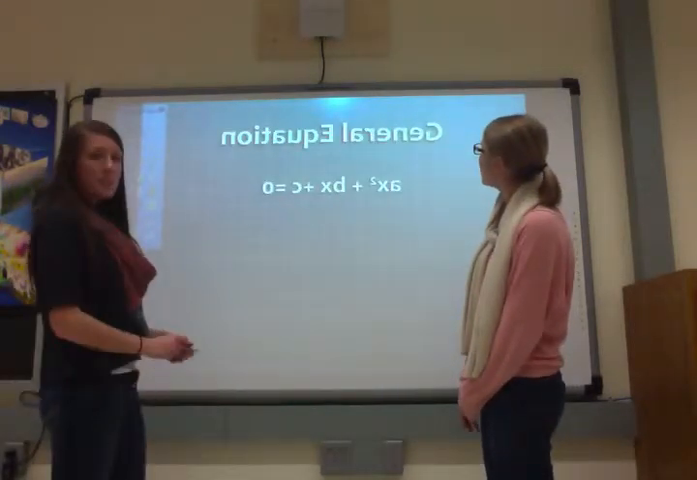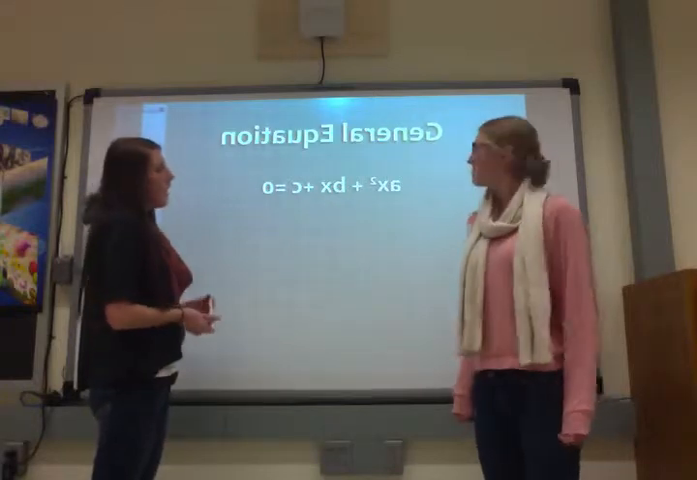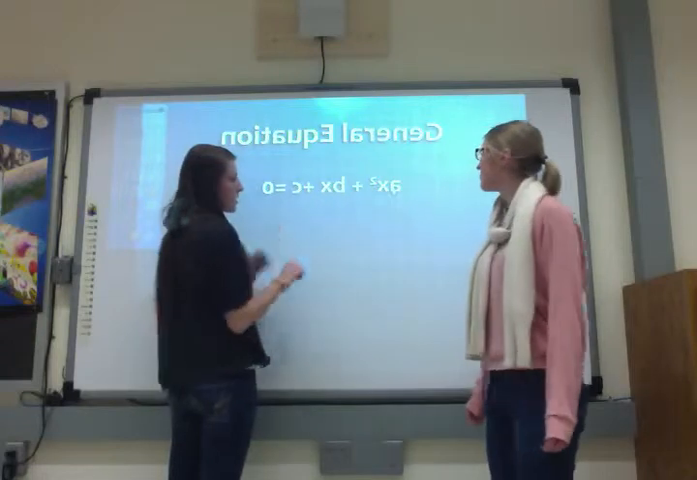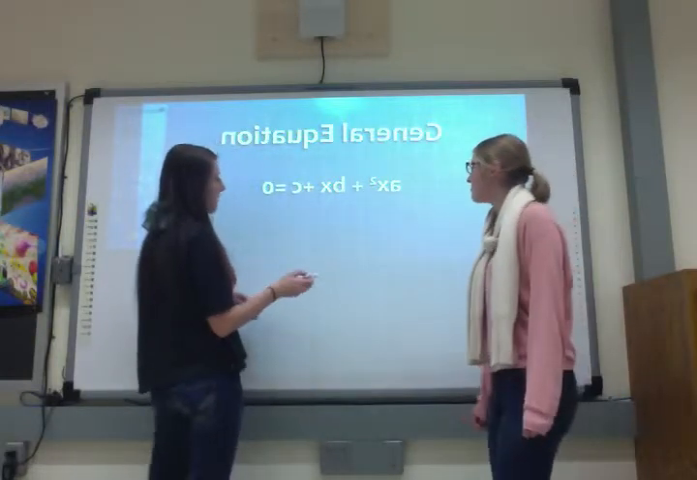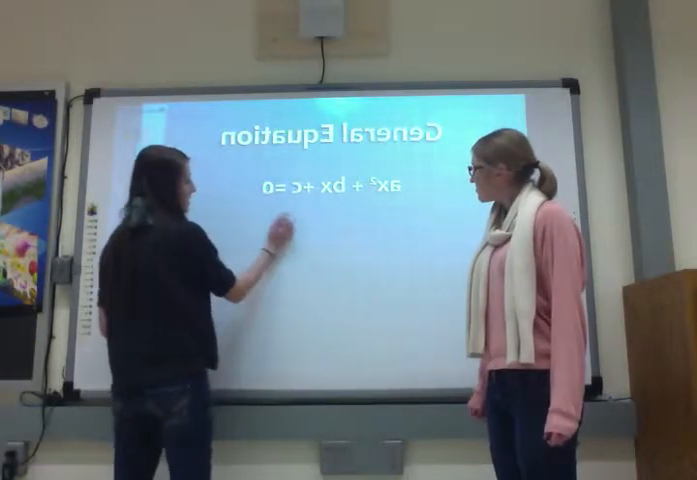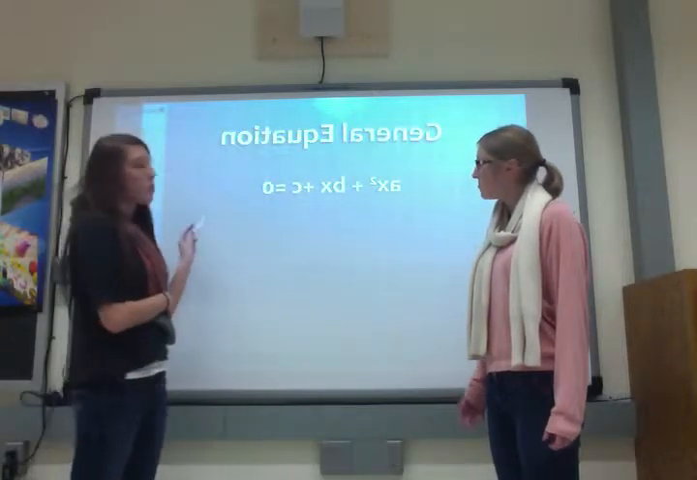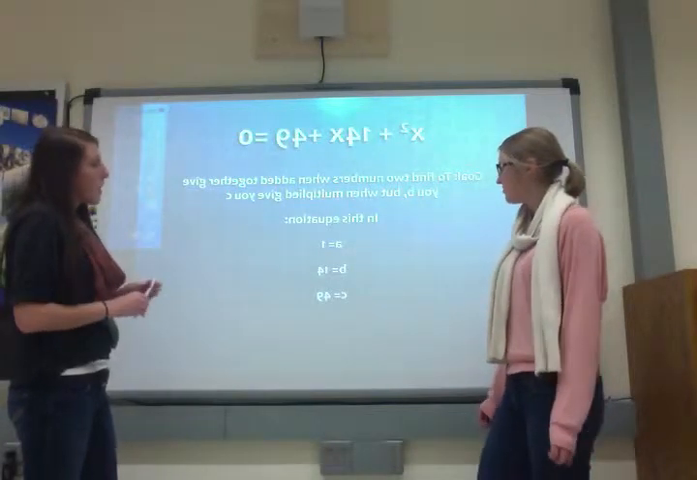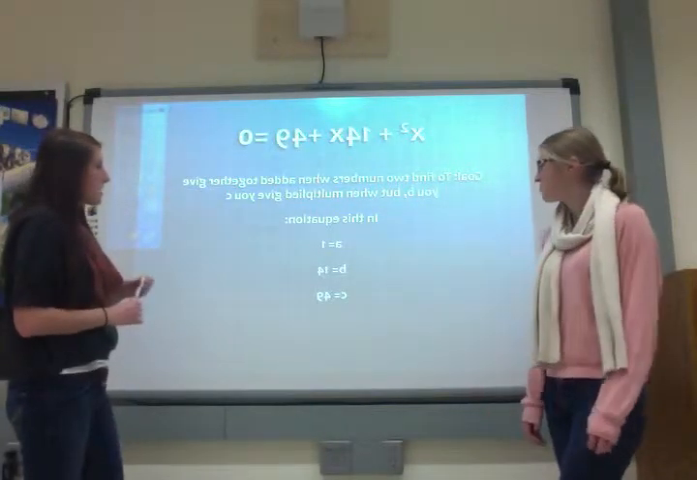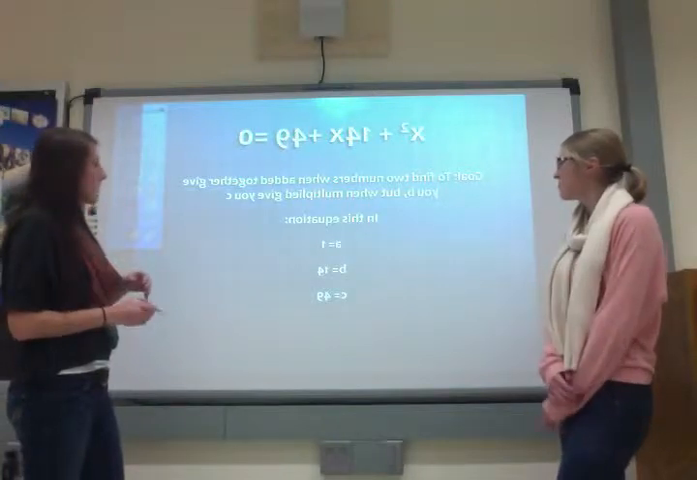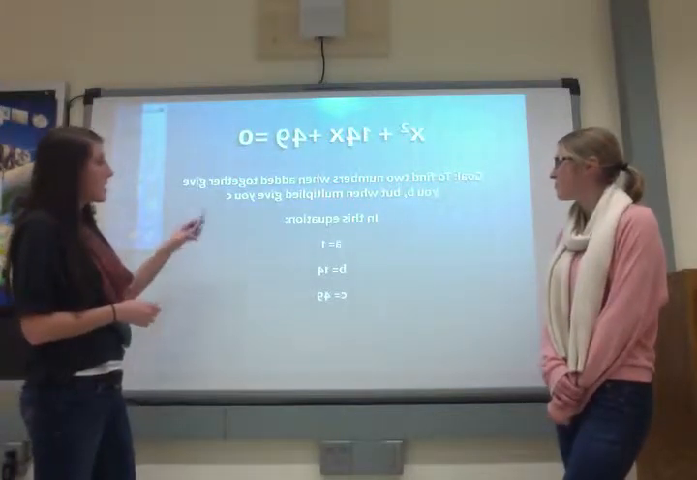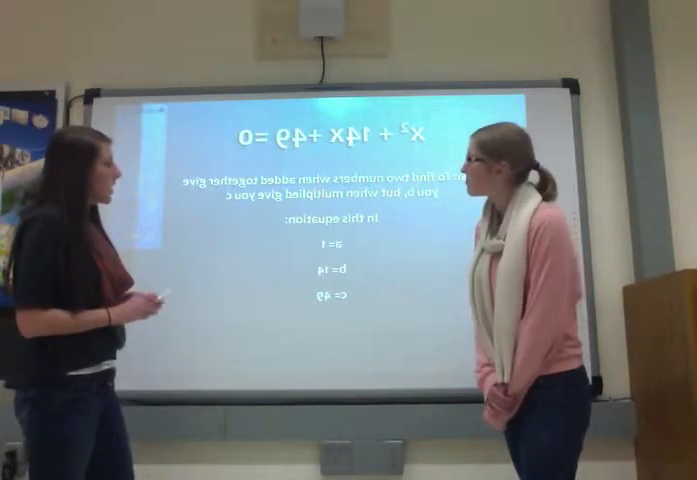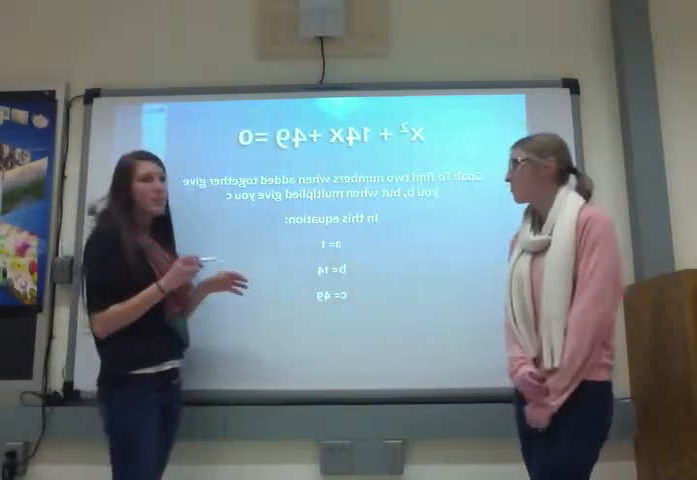And then this is the general equation for our formula. a can be any number or 1, so there can be no number in front of it. b can be any number, and c can be any number, positive or negative. The other part of FOIL is to find numbers that, when added together, give b, but when multiplied give you c. So this is working your way backwards from FOIL. You're trying to figure out what is in the parentheses.